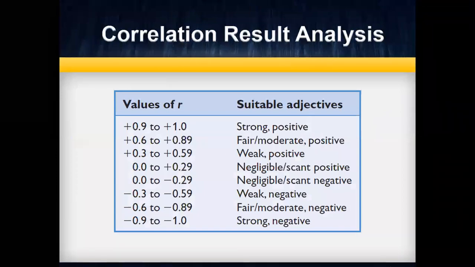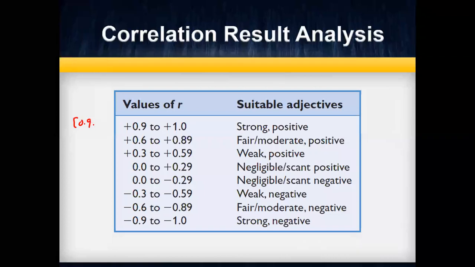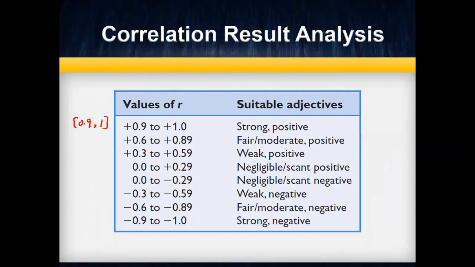So how we categorize the correlation coefficient results. Look, whenever you get an answer in the range from 0.9 to 1, if you get the answer in between this range, this is called strong. Similarly, if you get an answer from -0.9 to -1, in this range, this is also called strong.